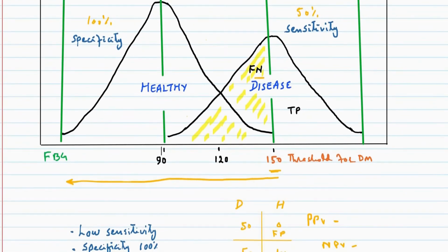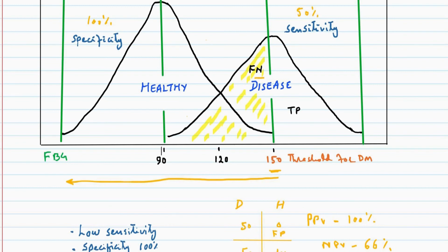We can see that as there are no false positive results due to high specificity, the positive predictive value in this case will be 100%, while negative predictive value will be 66%. So we can see as we have increased the specificity, the positive predictive value also has increased.